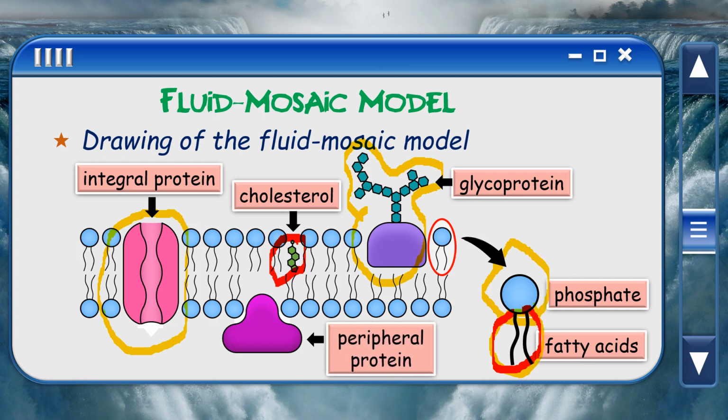And then we have the peripheral proteins. These are the proteins that are attached on the surface. They don't go deep inside the phospholipid bilayer. Those are the different parts that we find in a fluid mosaic model: integral proteins, cholesterol, glycoproteins, phosphate and fatty acid, which form a phospholipid, and the peripheral protein.